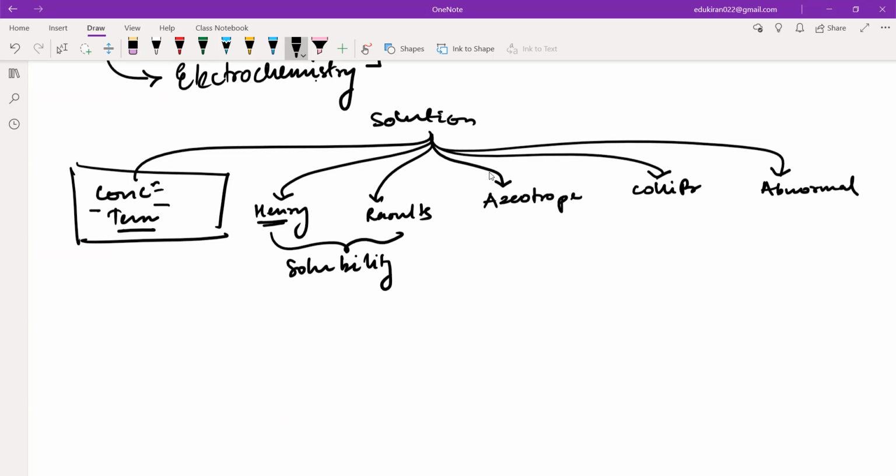What I was planning was, with the regular batches, we will do electrochemistry. And then I will be giving you extra classes. In that, I will be teaching you solutions. We will teach both, right? So in the regular batches.